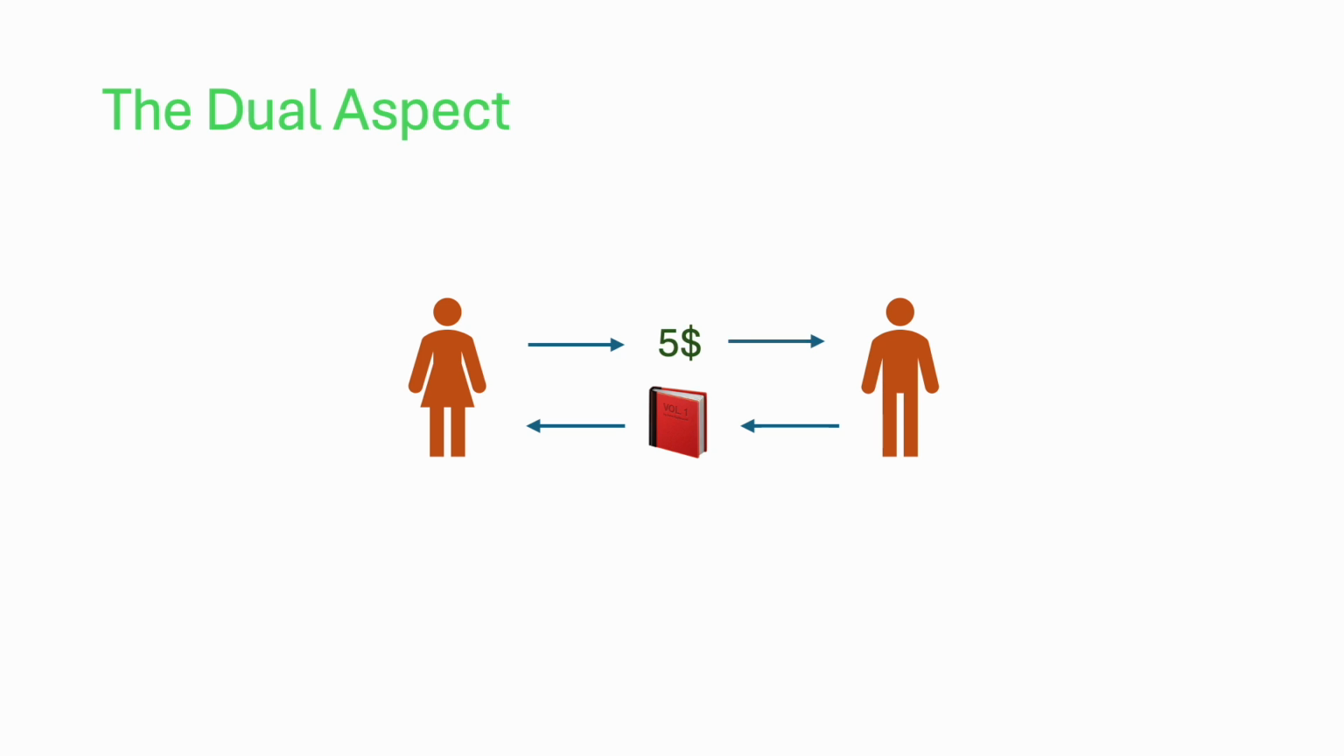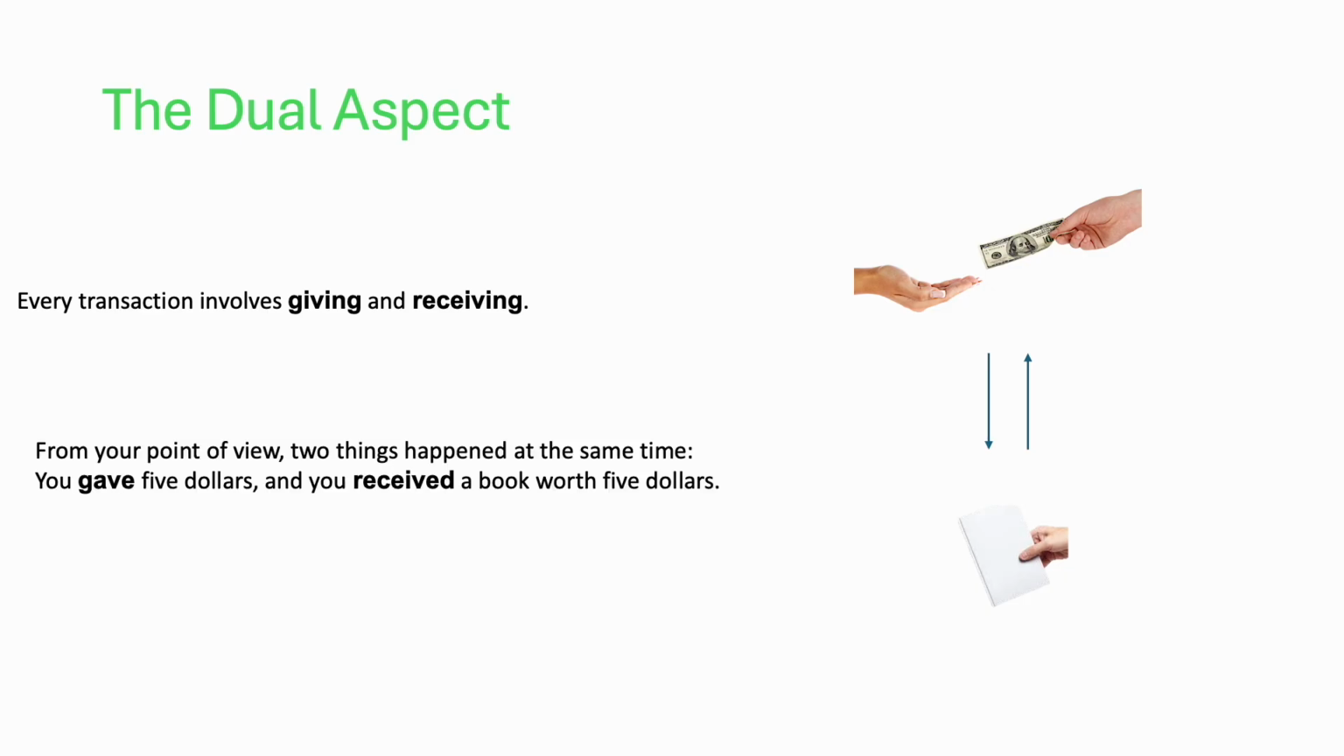Think of it like this. If you give a friend $5 for a book, two things happen. You gave away cash and you received a book. In accounting, we must record both sides. That's why it's called double entry.